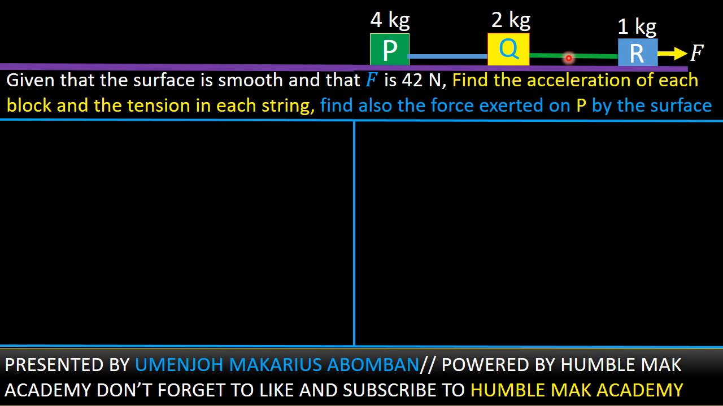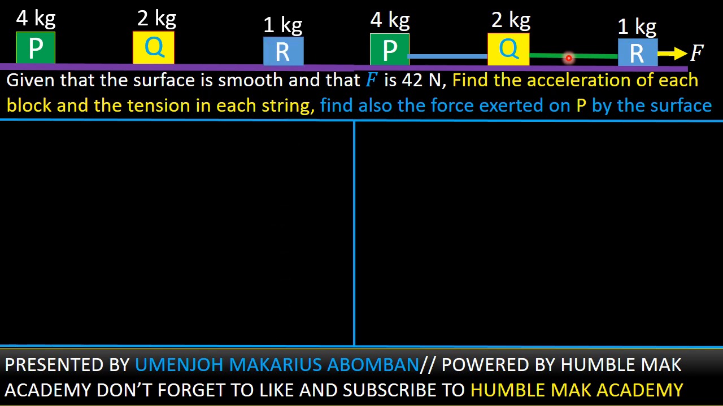Let's sketch a diagram. Let's have our block P, which has a mass of 4 kilograms. Let's have our block Q, which has a mass of 2 kilograms. Then let's have our block R, which has a mass of 1 kilogram. Great, that's what we have.